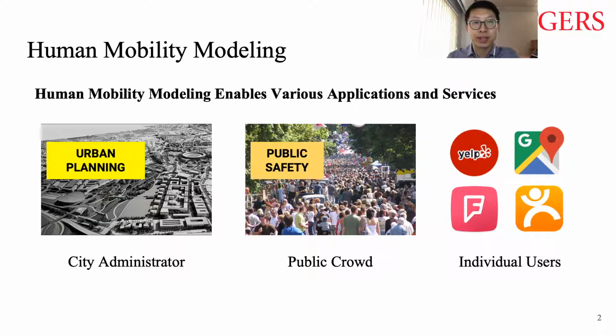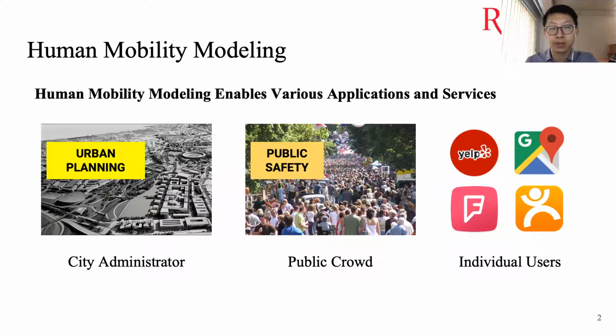Our work is set in the background of human mobility modeling, which is an important topic because it enables many applications and services. For example, for city administrators, they can optimize urban planning according to where the crowd is. For the public, predicting the future mobility helps to prevent possible public safety issues. And individual users could also get benefits from many location-based services.